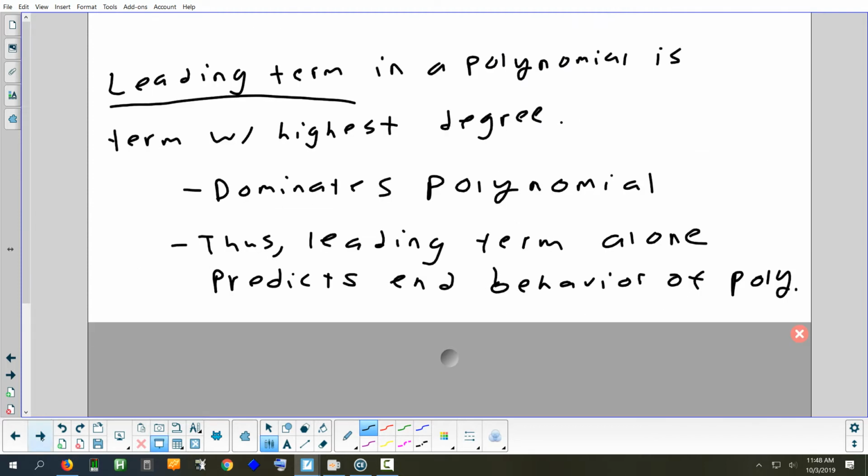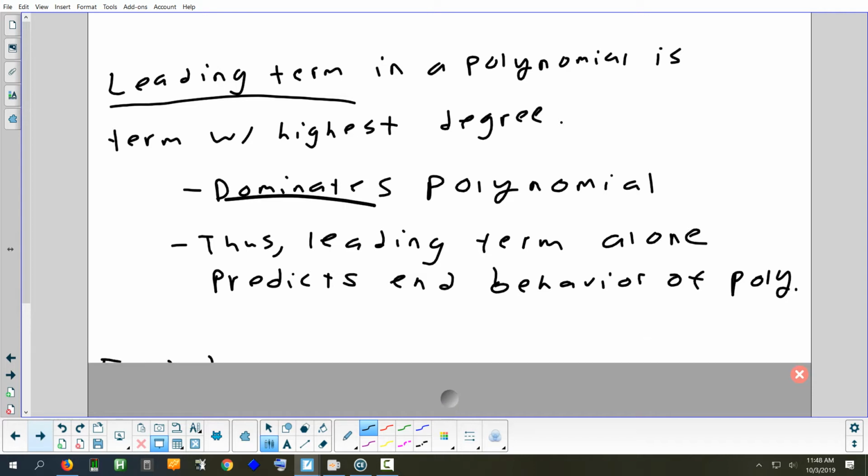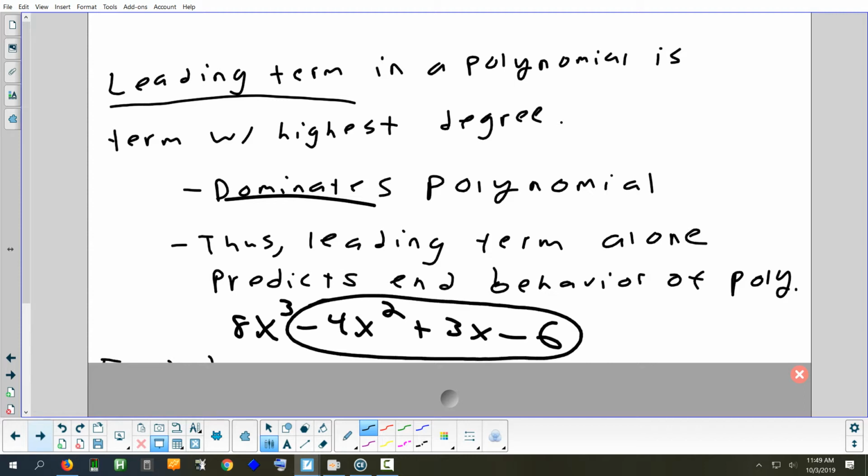So the leading term in the polynomial basically controls the whole thing. If I wrote something like 8x cubed minus 4x squared plus 3x minus 6, everything from here down doesn't matter at all. Does it change what the graph is going to look like a little bit? Yeah, it changes how it might twist and turn. But this is the only thing that affects end behavior. Just the term with the highest exponent. It controls everything.